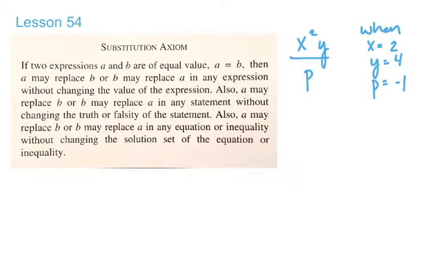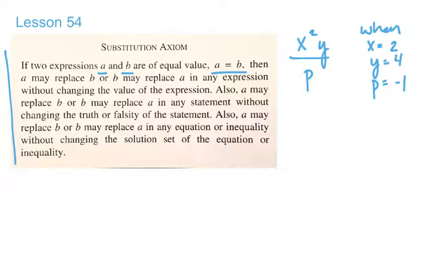Lesson 54 of Saxon Algebra 1 begins by talking about the substitution axiom. Saxon defines the substitution axiom in this statement right here. If two expressions A and B are of equal value, A equals B, then A may replace B or B may replace A in any expression without changing the value.